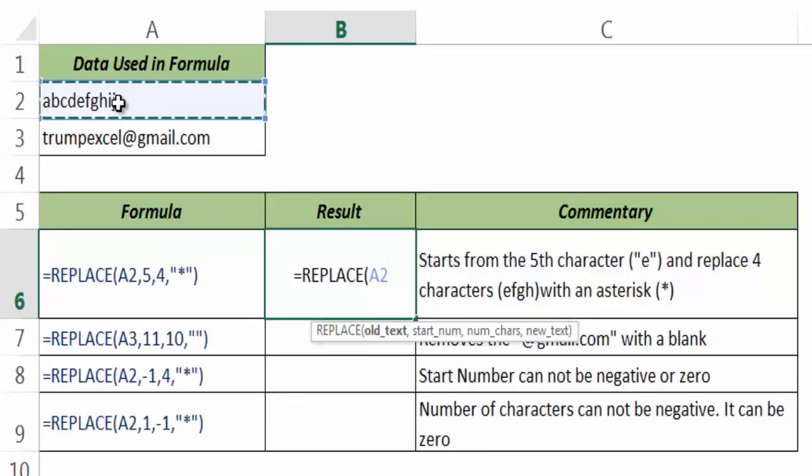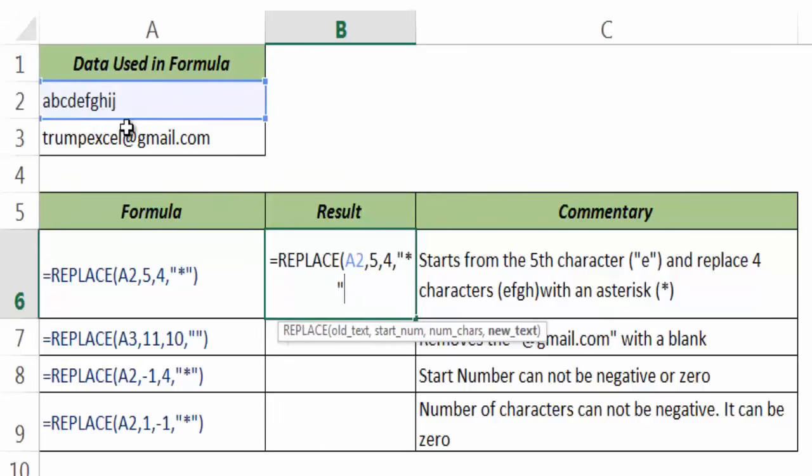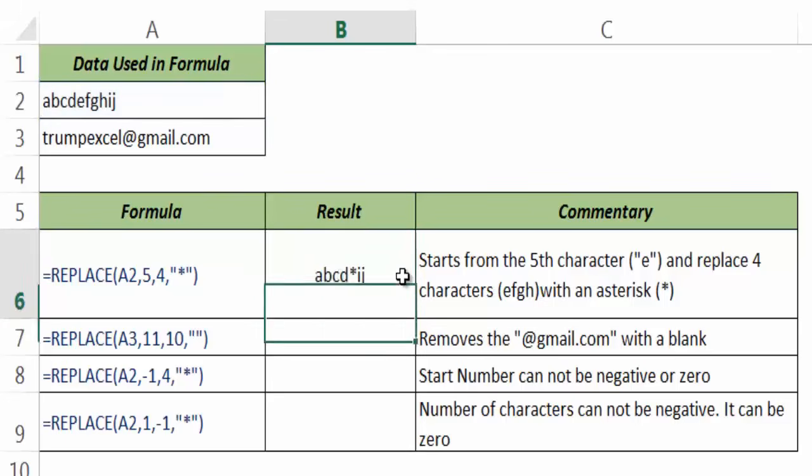I select A2 as the cell reference, which is the old text. In start number, I give 5, which means it will start from the fifth character, which is A, B, C, D, E. E is the fifth character, so this will start replacing from E. In number of characters, I give 4, which means it would take 4 characters starting from E. So it will take E, F, G, and H. And in new text, I want this to be replaced by an asterisk sign. So it will take E, F, G, H, and replace it with an asterisk sign. So let me hit enter, and you can see that it has replaced those 4 characters.